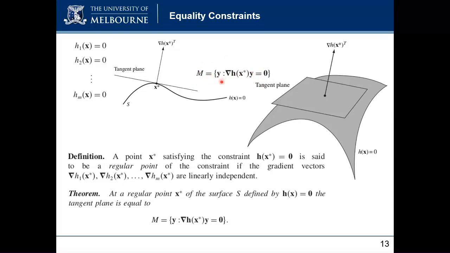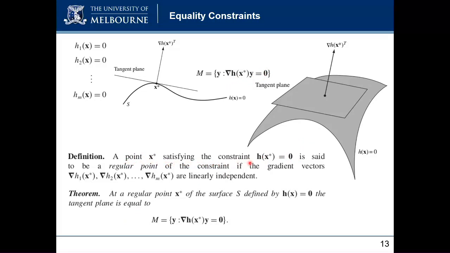M is then all the y such that, you see, this is another way of doing "such that"; different books do it in different ways. So the set of y in R^n such that the gradient of h at x star, that's the key point, I'm just defining it at that point, the tangent of that point with respect to the constraints, times y, the dot product, should be 0. So the dot product will be a scalar. The 0 is set in bold, but it is actually one-dimensional.